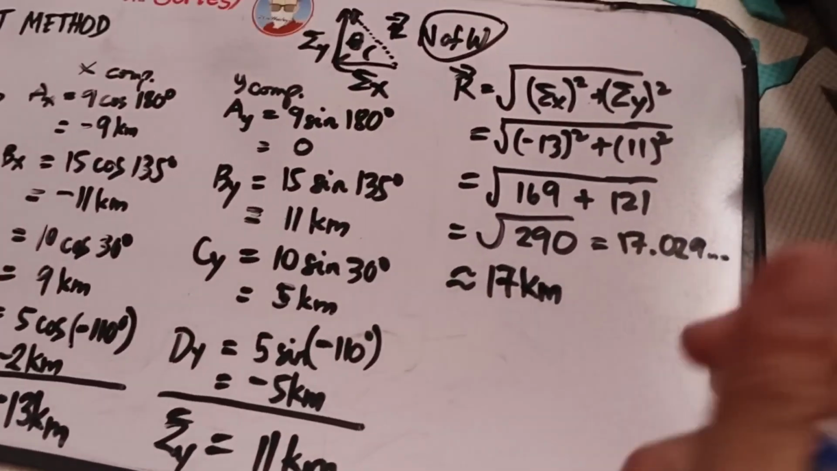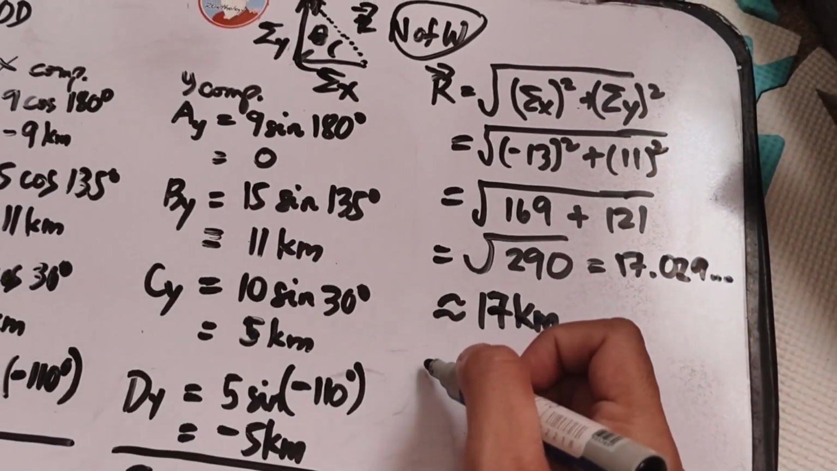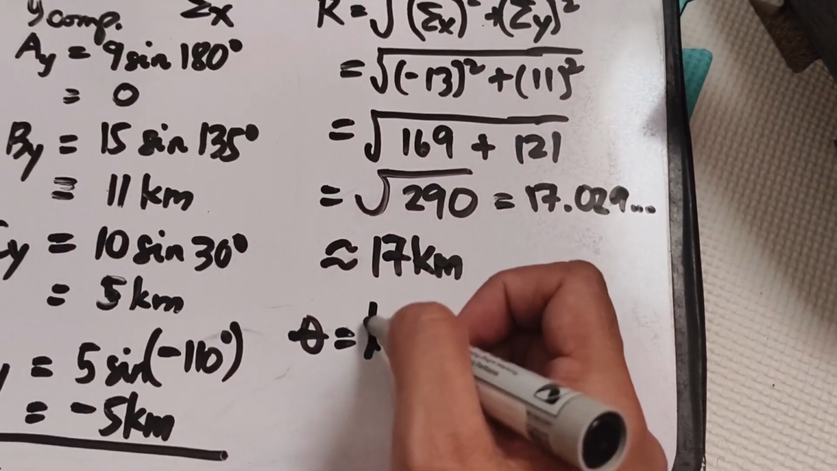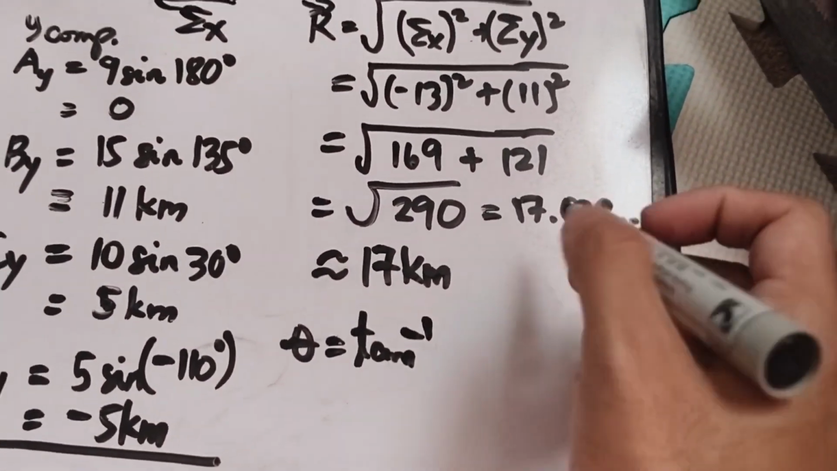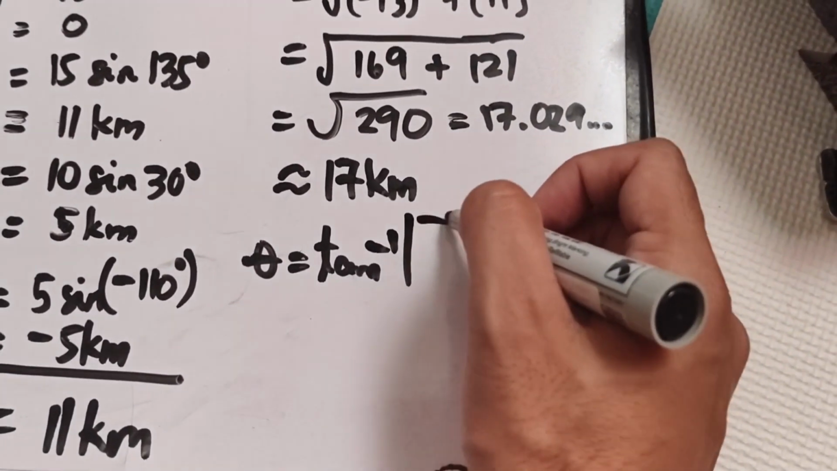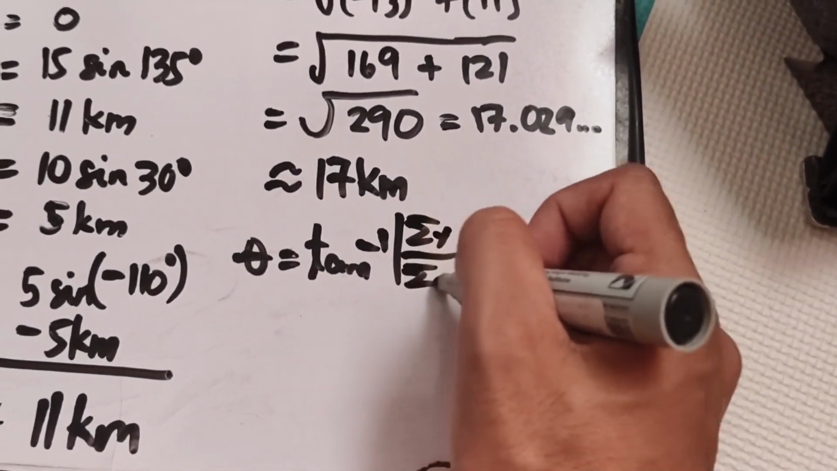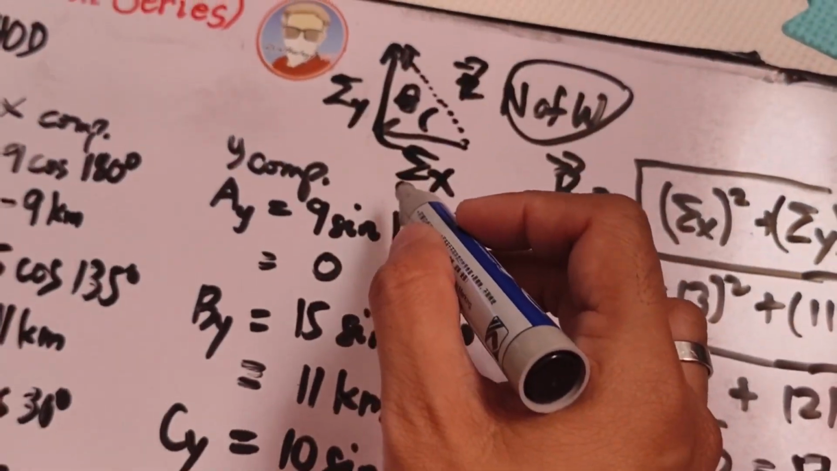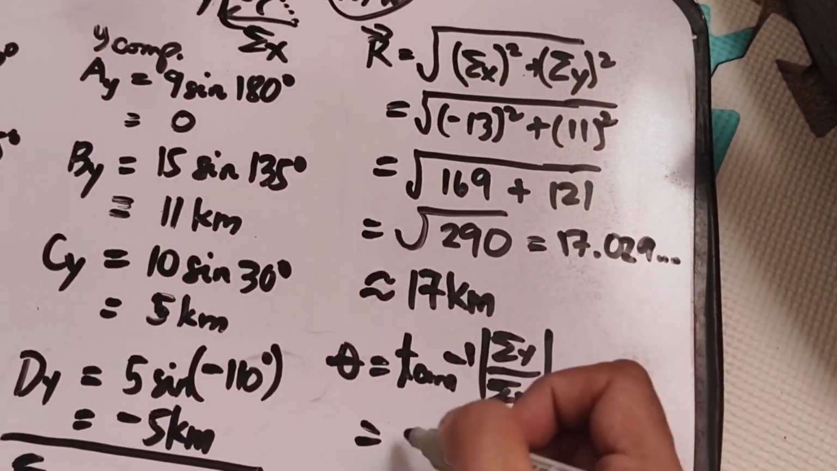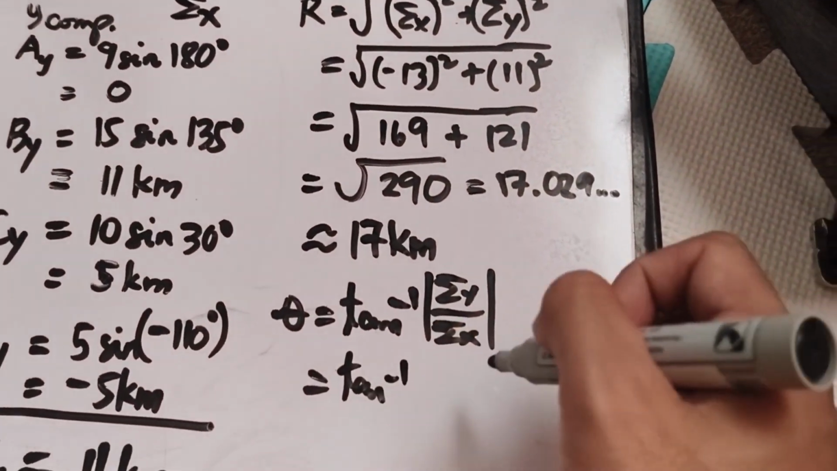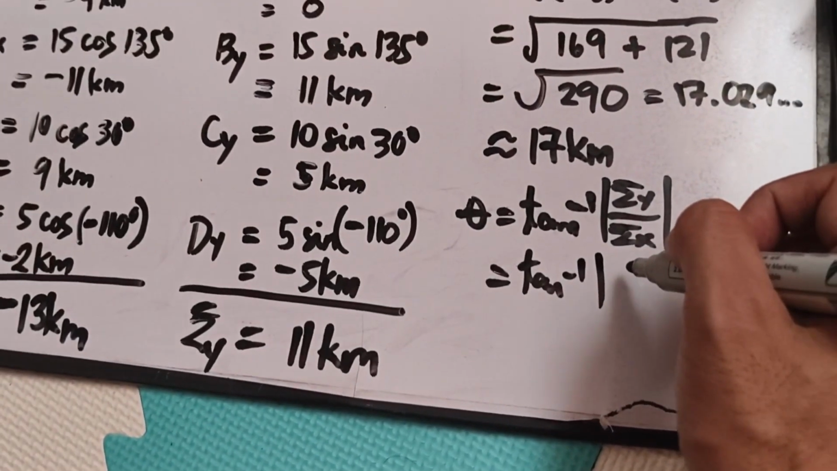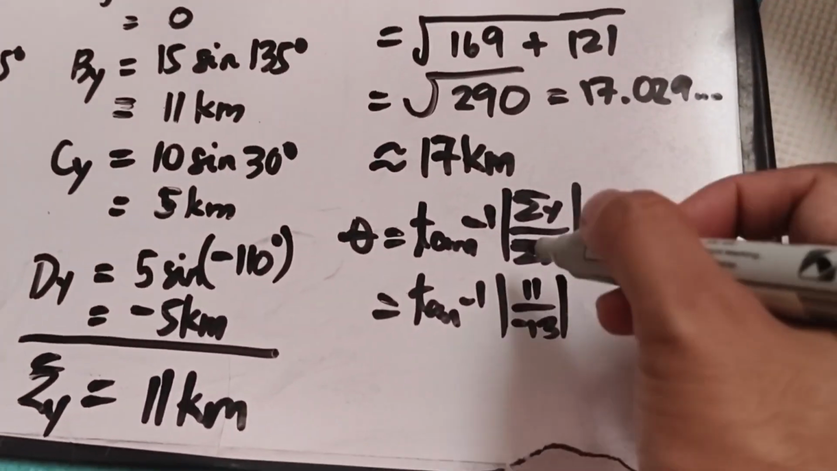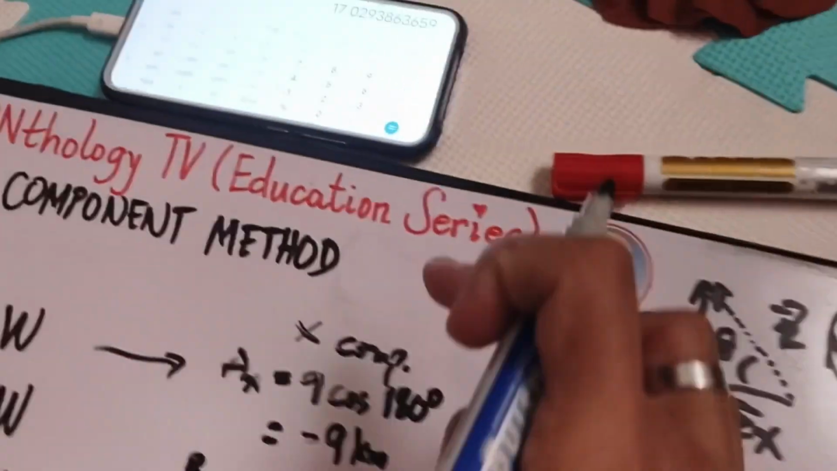After nyan, kailangan pa natin makuha yung angle using the SOHCAHTOA. Our angle theta, ito yon, yung angle na yan, is equal to inverse tangent of the summation of y over the summation of x, or opposite over the adjacent. So this is opposite over the adjacent. Okay, so we have inverse tangent of 11 over negative 13. So bali wala din naman yung negative dyan kasi naka-absolute value, di ba? So compute na natin.